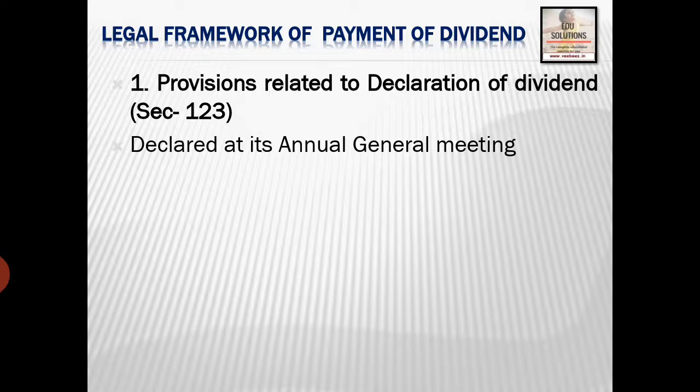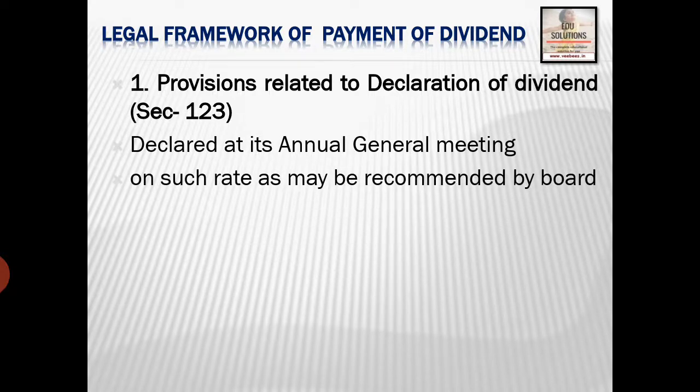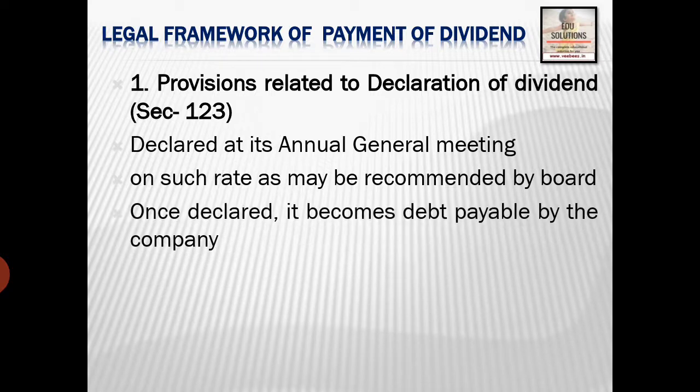So the first area, provisions related to declaration of dividend. Dividends are declared at annual general meeting. It may be declared on such rate as may be recommended by directors. The board of directors will propose the dividend, and the annual dividend will be declared based on the proposed rate given by the board of directors. Once declared, it becomes the liability of the company. It becomes the debt payable by the company to the shareholders. Before declaration, it is not a debt.